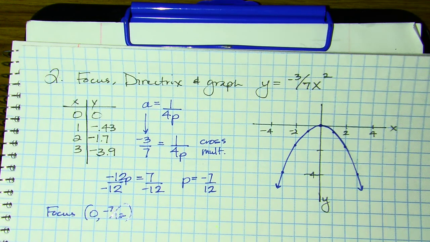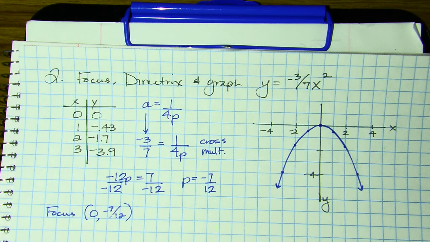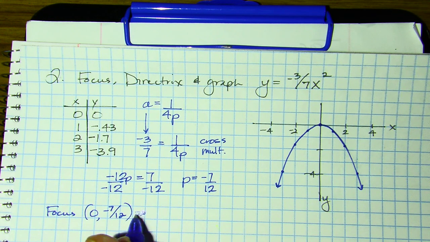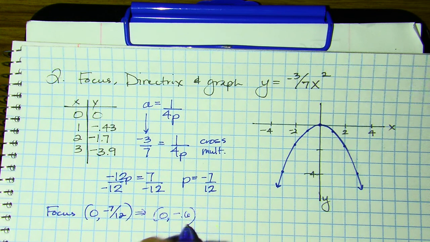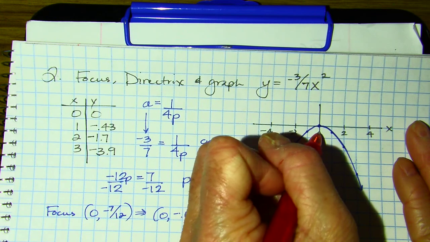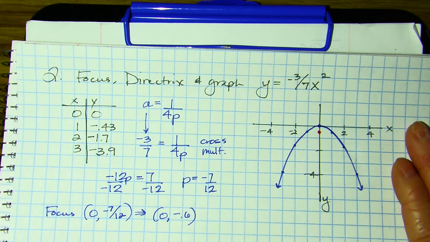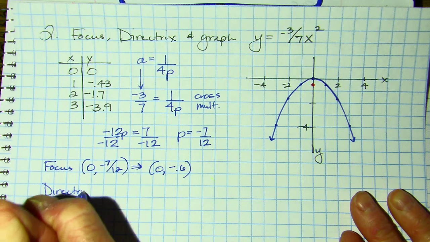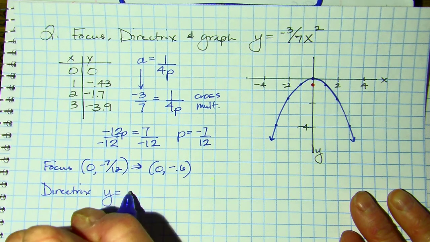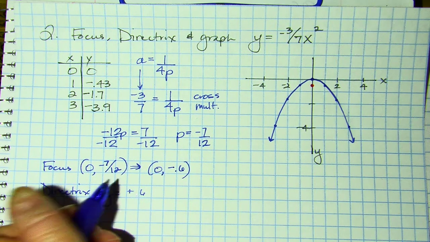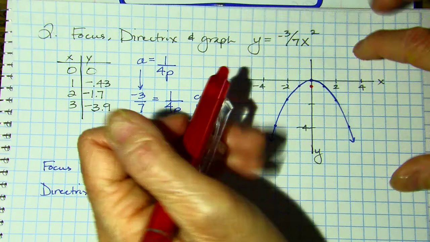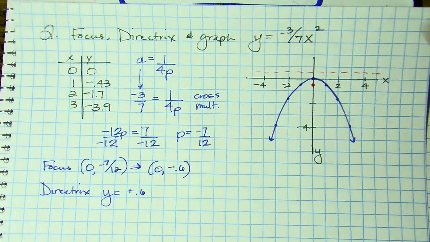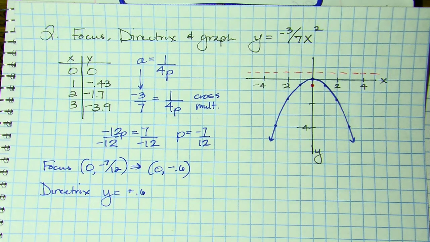And I'm going to make that a decimal. So -7 divided by 12, it's going to be a little over 1/2. So I'm going to graph that as 0 and -0.6. So 0 and -0.6. So there's my focus. The directrix will be the opposite value, so y equals a +0.6. Sorry, +0.6. So that would put us a little above 0.5. We're just predicting. And so there it is.